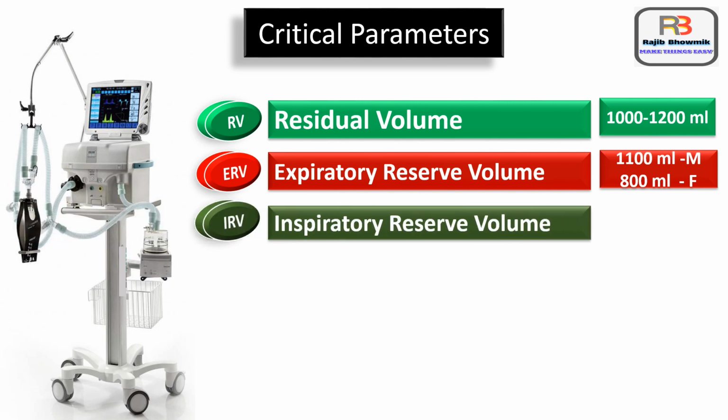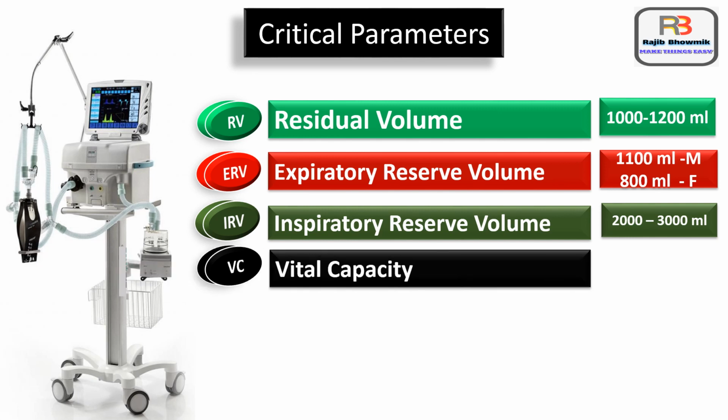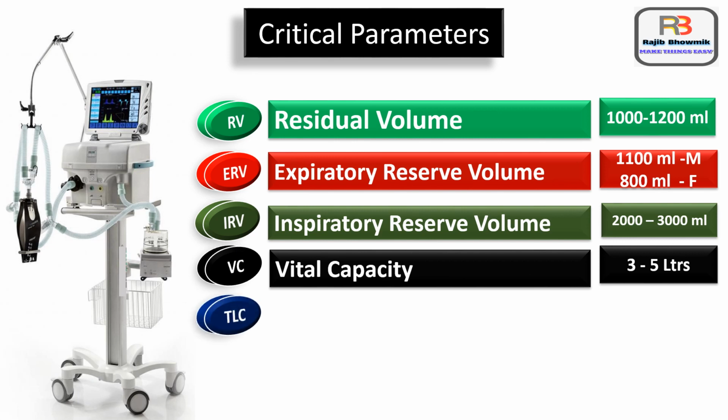IRV, that is inspiratory reserve volume. The maximum amount of air breathed in or inhaled by a patient is called inspiratory reserve volume. The value is around 2000 to 3000 ml for a normal human being. VC, that is vital capacity. The maximum amount of air a person can expel from the lungs after a maximum inhalation is called VC, that is vital capacity. A normal adult has a vital capacity between 3 to 5 liters.